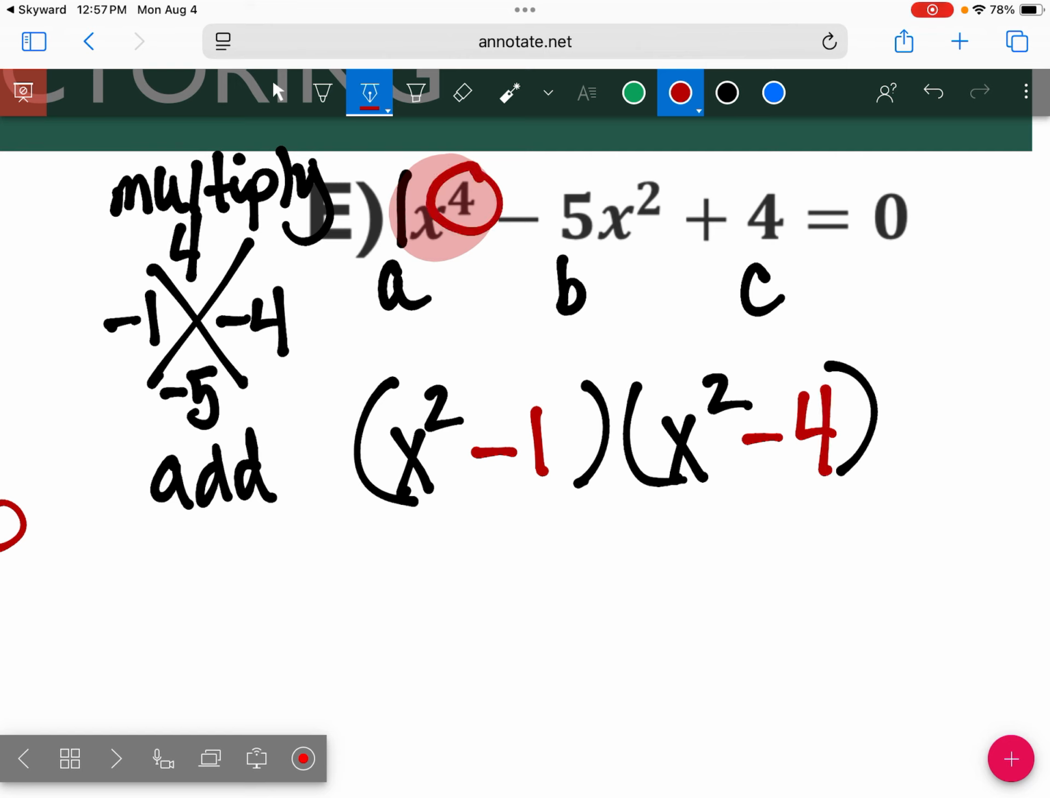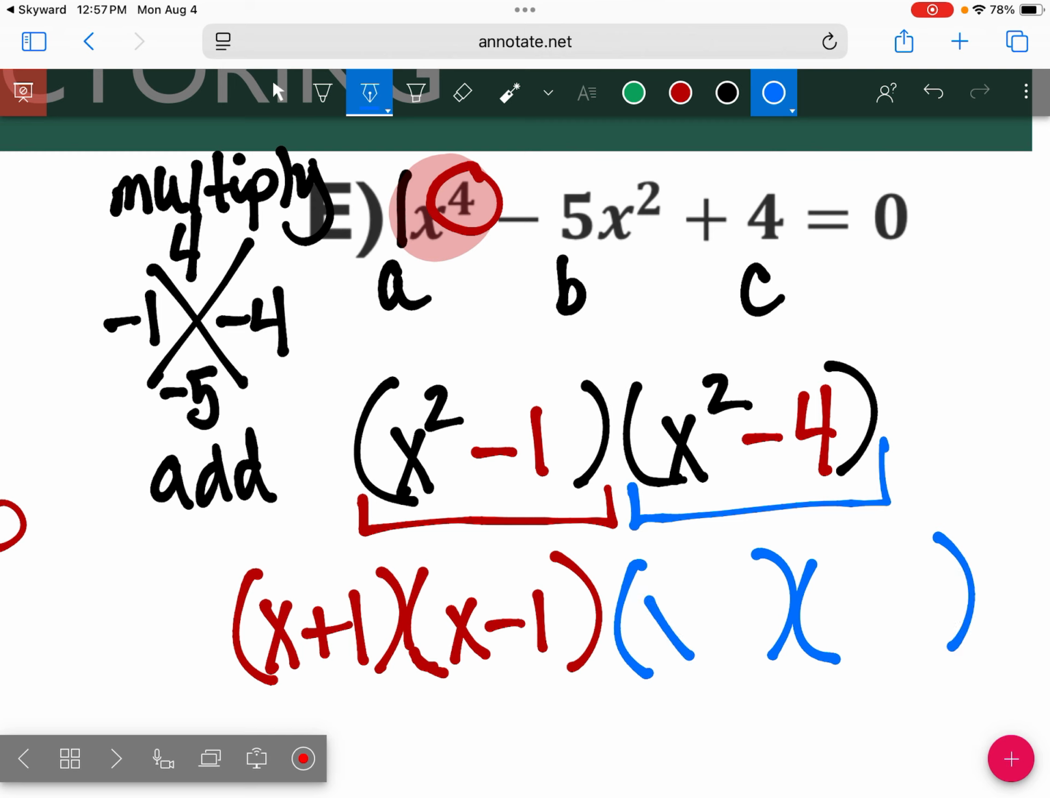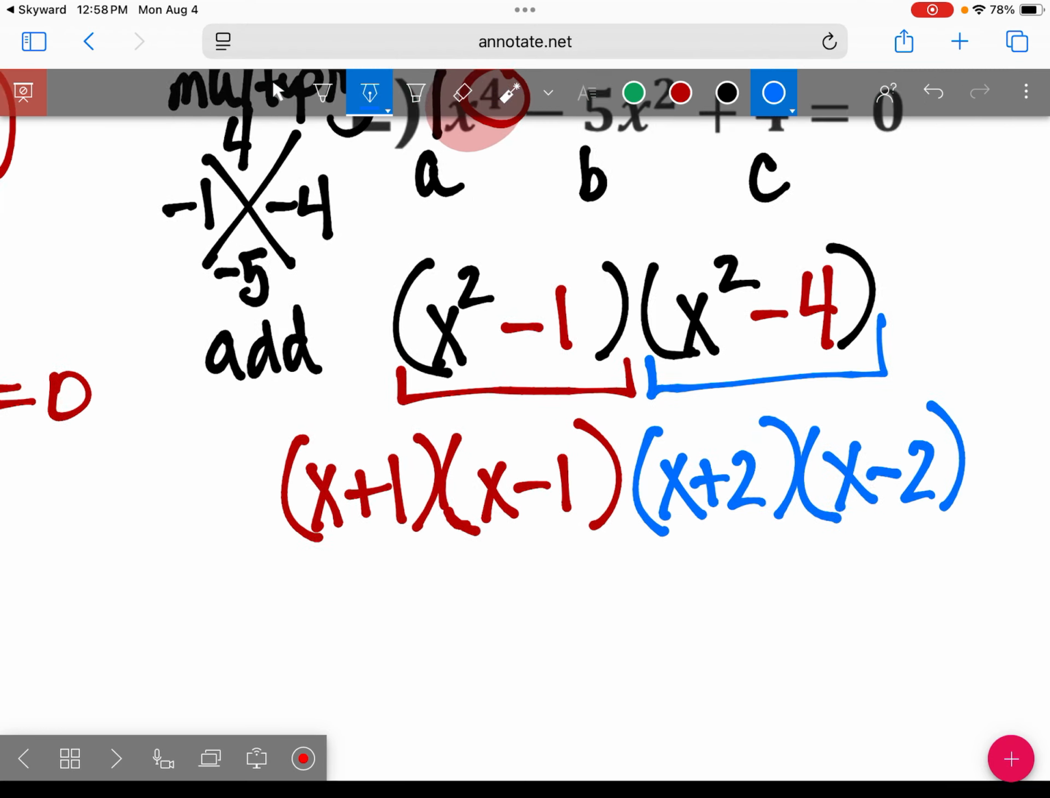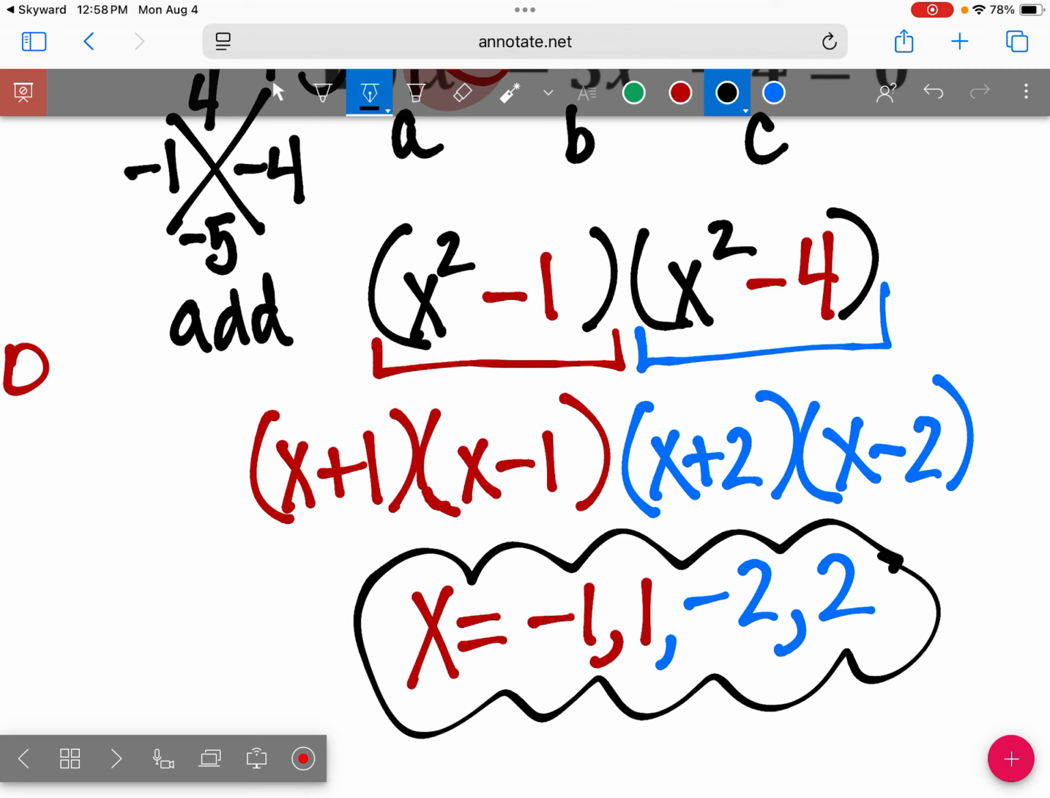Because I started with a 4th degree, it's going to go down to a 2nd degree. This can be factored down. This is a pattern. That gives you x plus 1 and x minus 1. This also can factor down because that is a pattern, and that would be x plus 2 and x minus 2. When you solve by setting all 4 of those equal to 0, you get x equals negative 1, positive 1, negative 2, positive 2. And that would be your 4 answers.